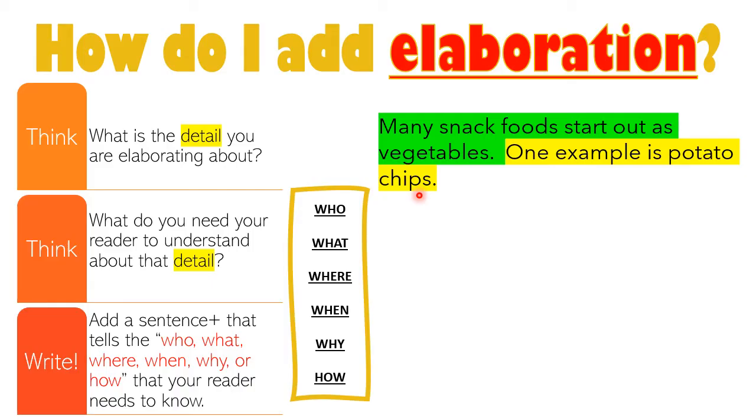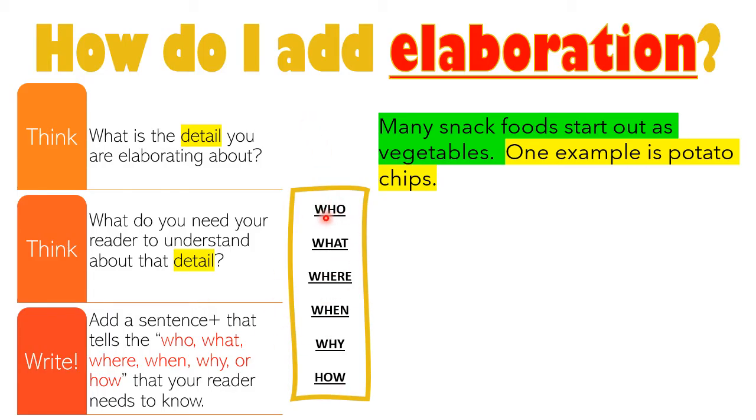So then as a writer, I've got to think, my reader needs more information. So which detail am I elaborating about? I'm elaborating about this one. One example is potato chips. So I'm trying to give an example of potato chips being a type of vegetable. And then I'm going to think, what do I need my reader to understand about that detail? So I can think who, what, where, when, why, or how.